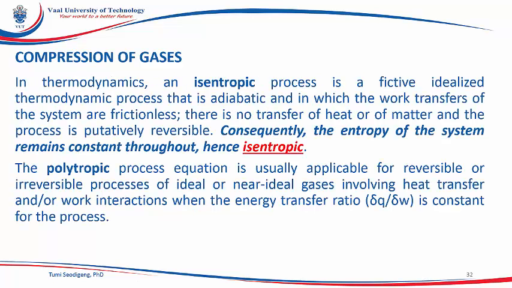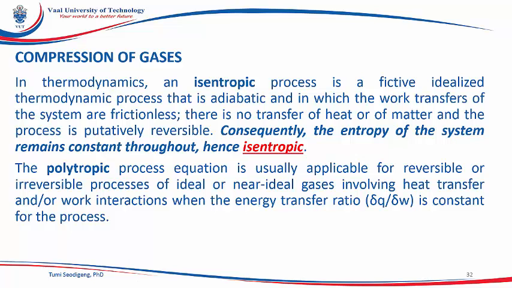Before we carry on further, let us refresh some terminology from our thermodynamic course. In thermodynamics, an isentropic process is a fictional idealized thermodynamic process that is adiabatic and in which the work transfer of the systems are frictionless. There is no transfer of heat or of matter, and the process is supposedly reversible. As a result, the entropy of the system remains constant throughout, hence isentropic, meaning entropy does not change.